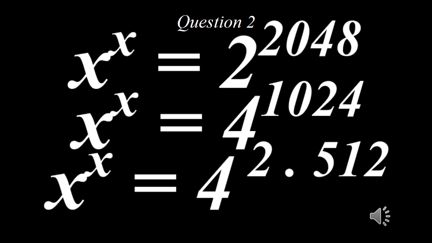So question number 2 says x raised to power x equals 2 raised to power 2048. So we can just break down 2 raised to power 2048 by 2 multiplied by 1024, and then we have x raised to power x equals 2 raised to power 2 multiplied by 1024. The 2 raised to power 2 will now become 4. Then we have 4 raised to power 1024.